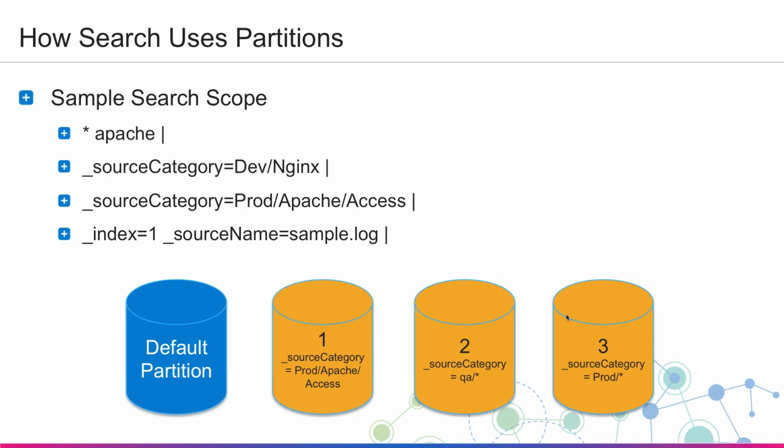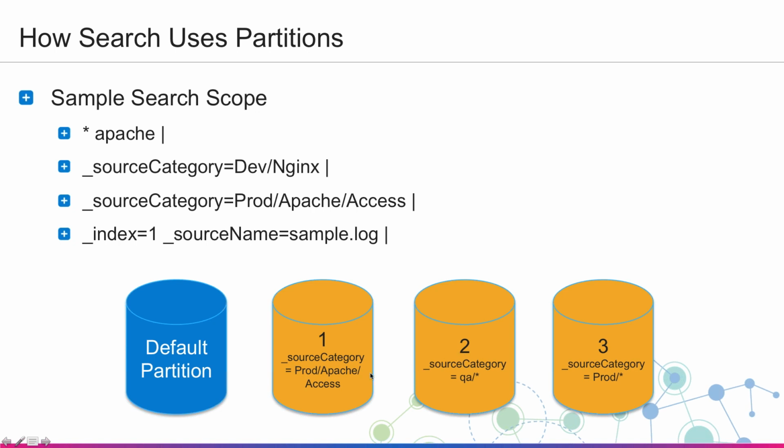So how does search actually use partitions that exist in the environment? Well, let's take a look at what's on screen here. These below are the partitions that exist in our fake environment. You've got the default partition, which, if you did not have any partition set up, all the data would go into. But in this case, you have three different partitions that have been created.